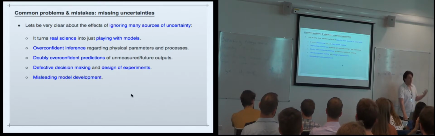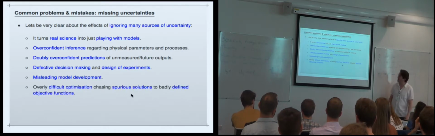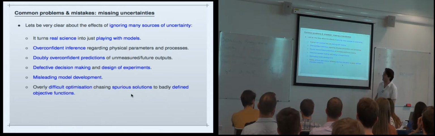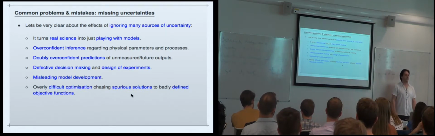You can also overfit your model. You can get your model to be too accurate when it shouldn't be, because there are uncertainties that you've missed. This is perhaps my favorite one: overly difficult optimization, chasing spurious solutions to badly defined objective functions. It's a bit of a mouthful, but this is what we face.